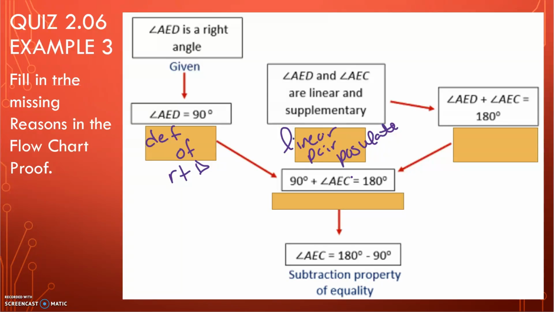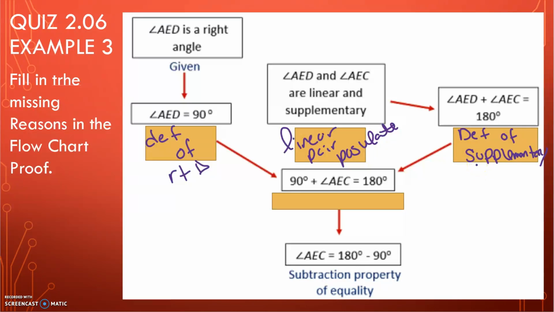Okay. The measure of angle AED plus the measure of angle AEC is equal to 180. That is the definition of supplementary, because that's what it means to be supplementary.